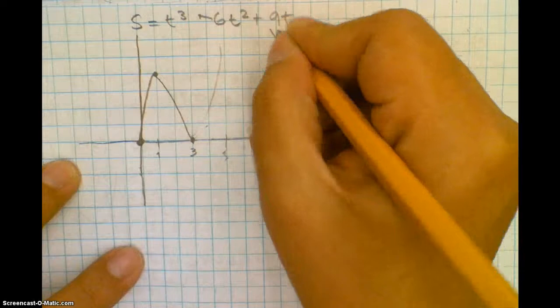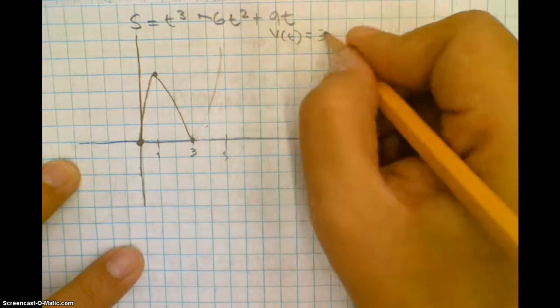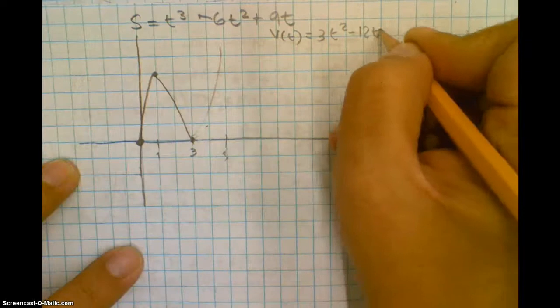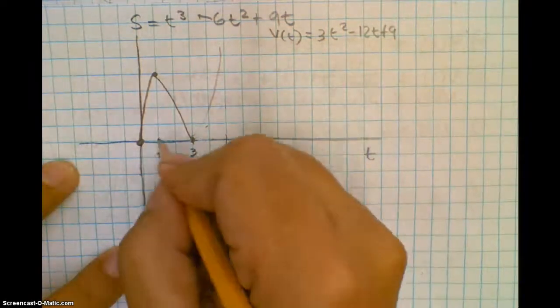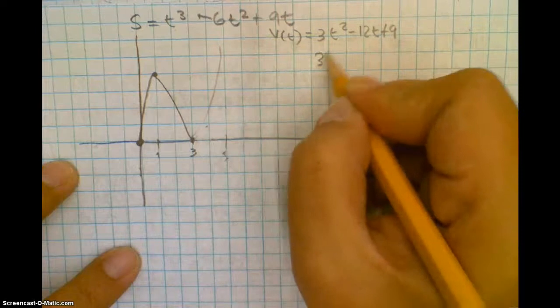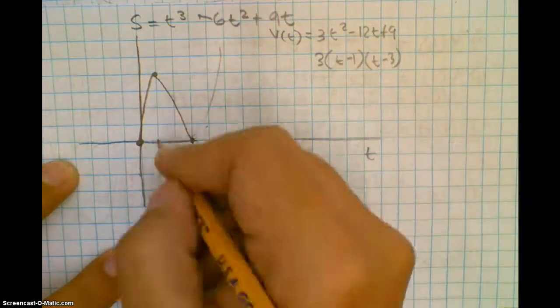Now the velocity function is 3t squared minus 12t plus 9. And you know that that factors out at 1 and at 3. It was 3(t minus 1)(t minus 3). So I know that the zeros are right here.